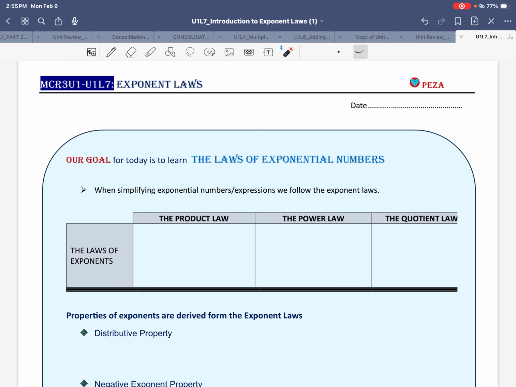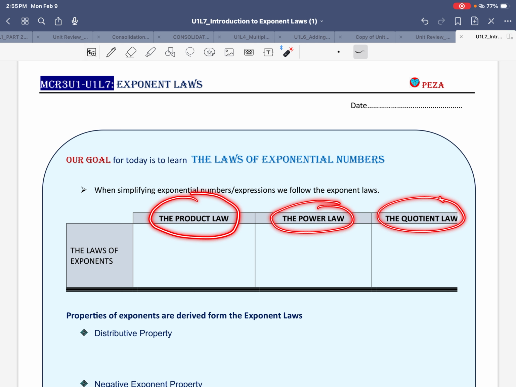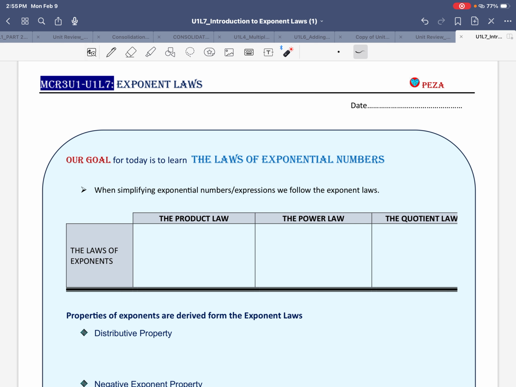So the main rules that we'll focus on are what we call the product, the power, and the quotient laws. These are the three main laws in operating with exponential numbers. Now, the product law helps us multiply two exponential numbers, and it goes like this. The product law is a to the power of m multiplied by a to the power of n would be equal to a to the power of m plus n.